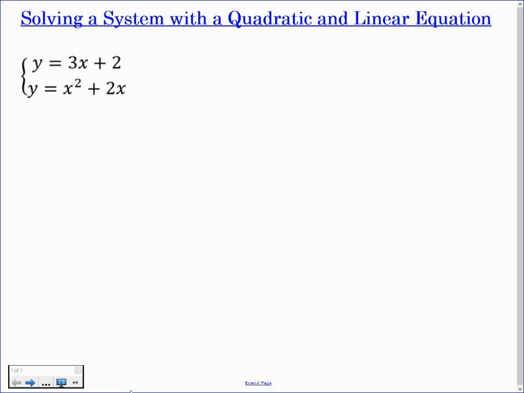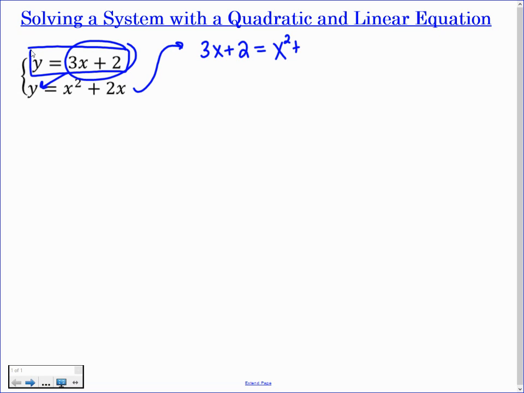So what I would like to do is use substitution. If I look at equation number one, it's already set equal to y, which means it's already ready to substitute. So that means I'm going to plug in 3x plus 2 in for y into the second equation. So let's do that up here. Instead of a y, I'm going to put a 3x plus 2, which is equal to the rest of the second equation, x squared plus 2x.